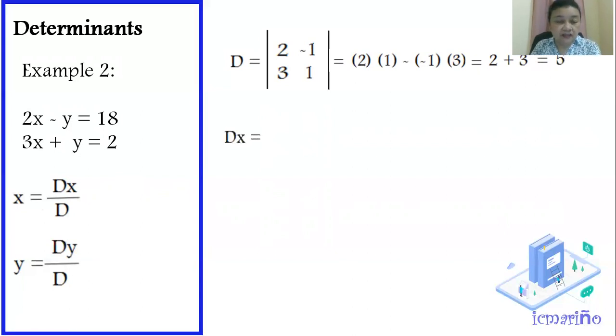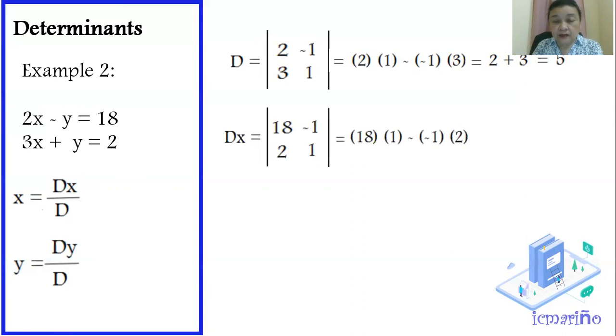Okay. Next, this of x. We are solving for this of x or determinants of x. So we are going to replace the coefficients of x ng values natin dito sa right side. So meron tayong 18 and 2 and for y, negative 1 and 1. And again, same process, 18 times 1 minus negative 1 times 2. Okay, and that is equal to 18. Negative times negative is positive 1 times 2, that is positive 2. So our answer is 18 plus 2 equals 20.